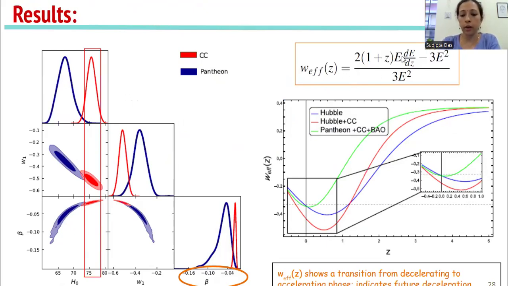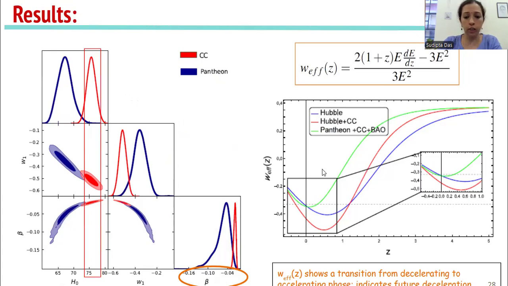We have also plotted the effective W, the equation of state parameter. E is basically H by H0 for different data sets. This horizontal line is for W equal to -1/3, that means that's the line of acceleration. So at present, the universe is accelerating because it is less than -1/3. But in future, it will again proceed to a decelerating phase. So W effective shows a transition from deceleration to acceleration phase, but it again indicates towards future deceleration.